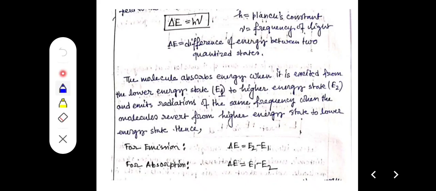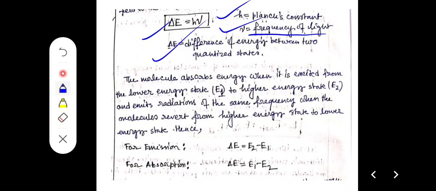By this way, the scientist Planck described the equation that is the most popular one. Okay, that is delta E equal to h nu. h is the Planck's constant, nu is the frequency of light that should be incident on a particular molecule, ion, system, and so on. And delta E is the difference of energy between two quantized states. Quantized means the difference of energy levels should be fixed. Okay, that means this is called quantized.